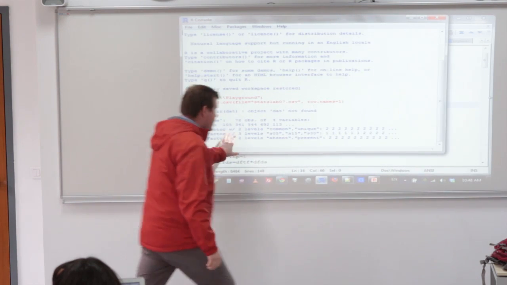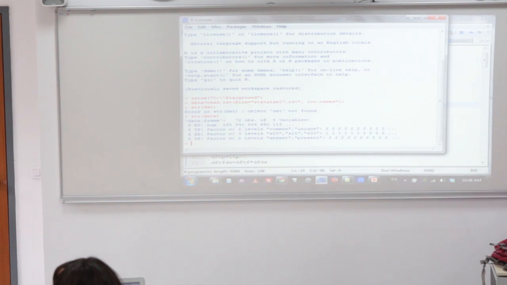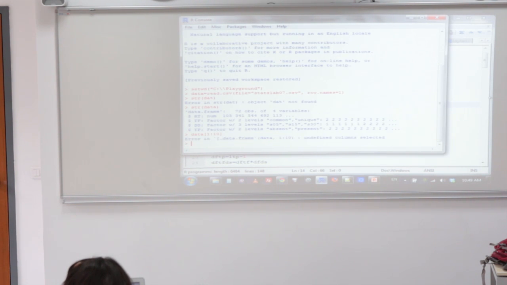So if you, let's do this. So, data 1, 10. So this will give me the first 10 items in the data frame. Undefined columns like this. What do I need to do?